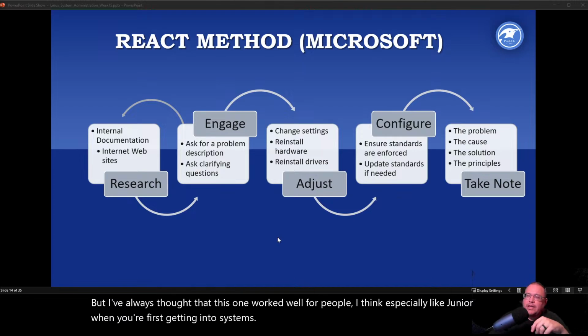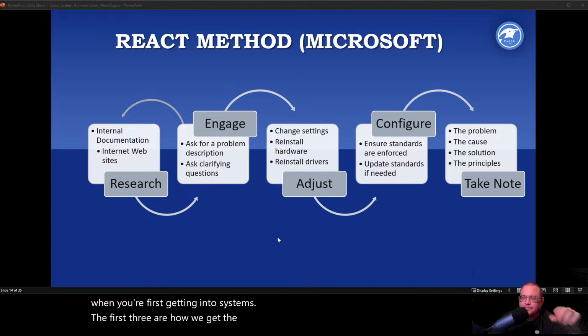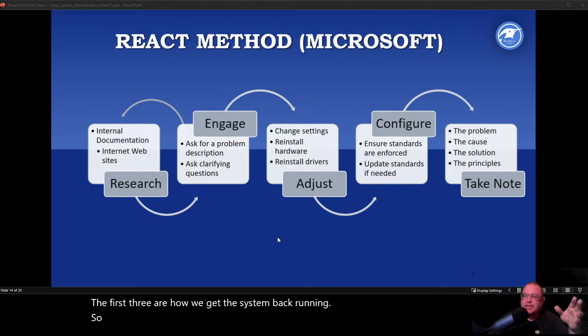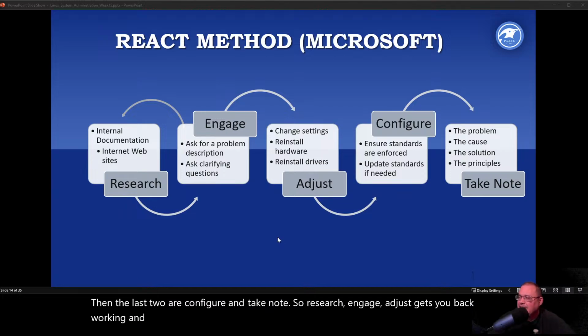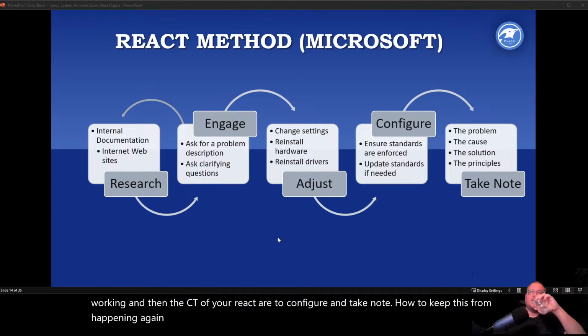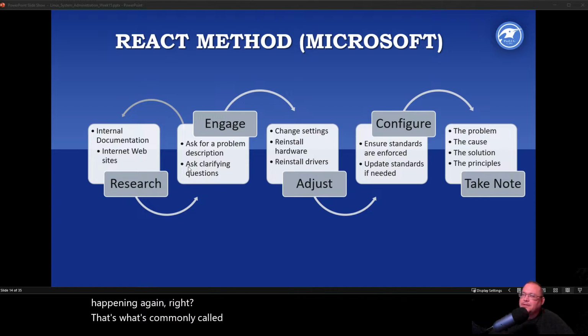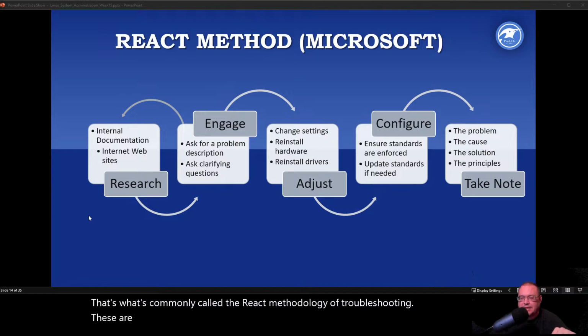The first three are how we get the system back running. So it's real easy: research, engage, adjust. Then the last two are configure and take note. So research, engage, adjust gets you back working. And then the last two letters of REACT are to configure and take note how to keep this from happening again, right? That's what's commonly called the REACT methodology of troubleshooting. These are admin troubleshooting techniques that we're doing. We're going to do engineering ones next after this.